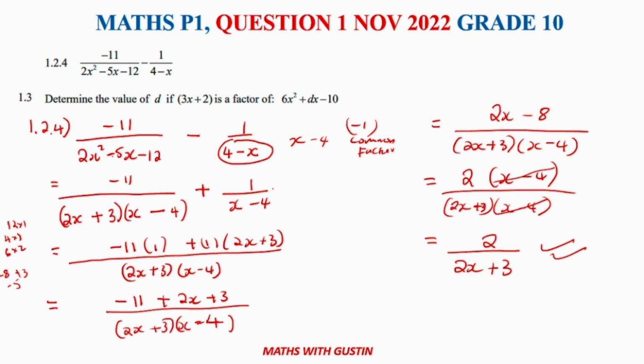Okay, all right. And therefore we have got 1.3 there. 1.3, it says that we need to find out the value of d, if one of the factors, so basically this is what they are asking you guys to find out, d, if this is one of the factors here, is 3x plus 2, right? So they are asking us to find d there.